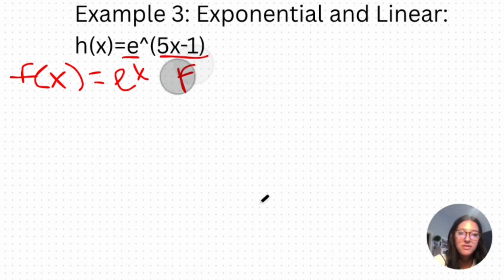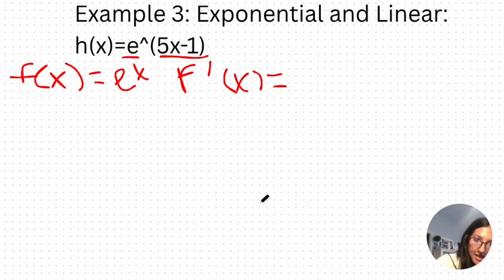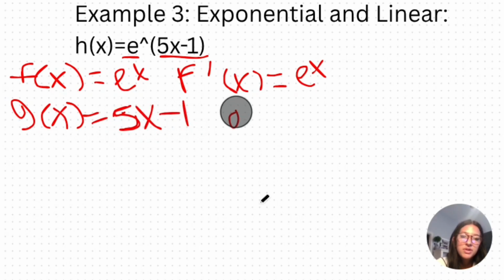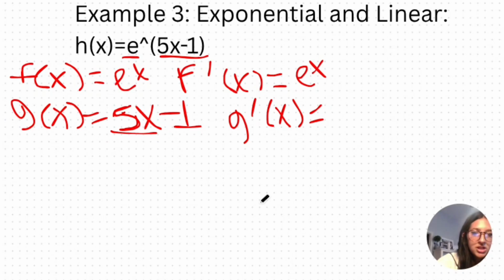And what is the derivative of e to the x? Well, we know that the derivative of e to the x is just e to the x. No change. Okay. So now that we have our outer function, let's derive our inner function. Our inner function can be determined by g of x, which is 5x minus 1. And what is the derivative of g of x? Well, 1 is a constant, and the derivative of 5x is 5, so it's 5 minus 0, which is just 5.